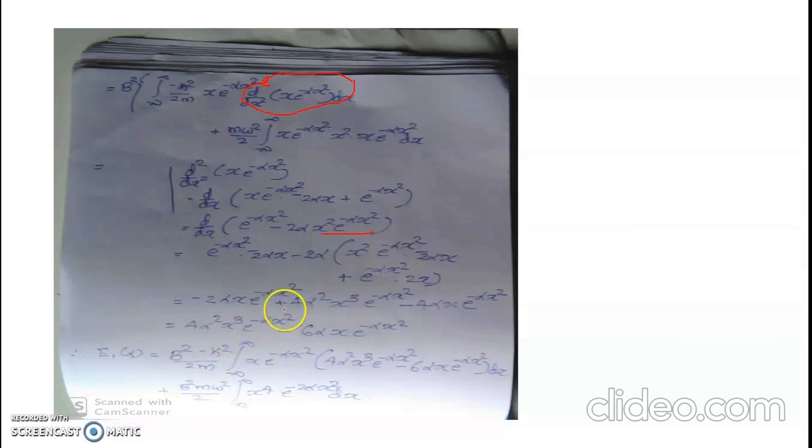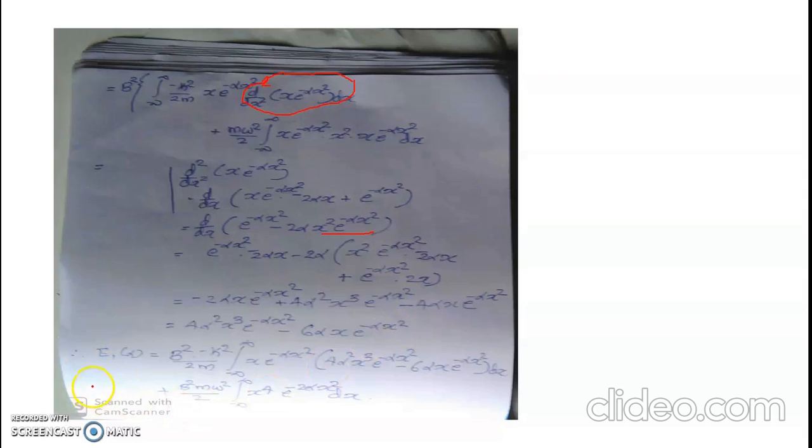That is equal to, there are two terms containing x and one term containing x cube. The term containing x cube is 4 alpha square x cube e raised to minus alpha x square, and these two terms are combined: minus 2 alpha x e raised to minus alpha x square minus 4 alpha x e raised to minus alpha x square, make it minus 6 alpha x e raised to minus alpha x square.